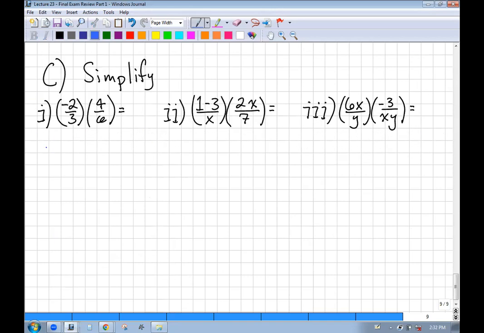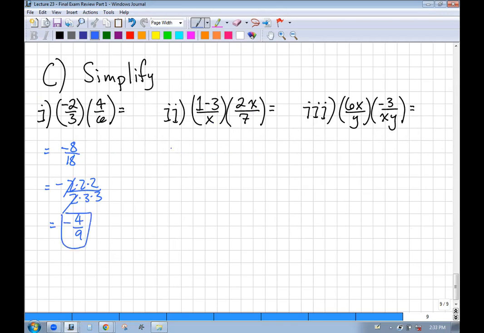All right, let's see, what do we have? Negative 2 times 4 is a negative 8. 3 times 6 is 18. Let's see. 8 is 2 times 2 times 2. 18 is 2 times 9. That gives us a negative 4/9.